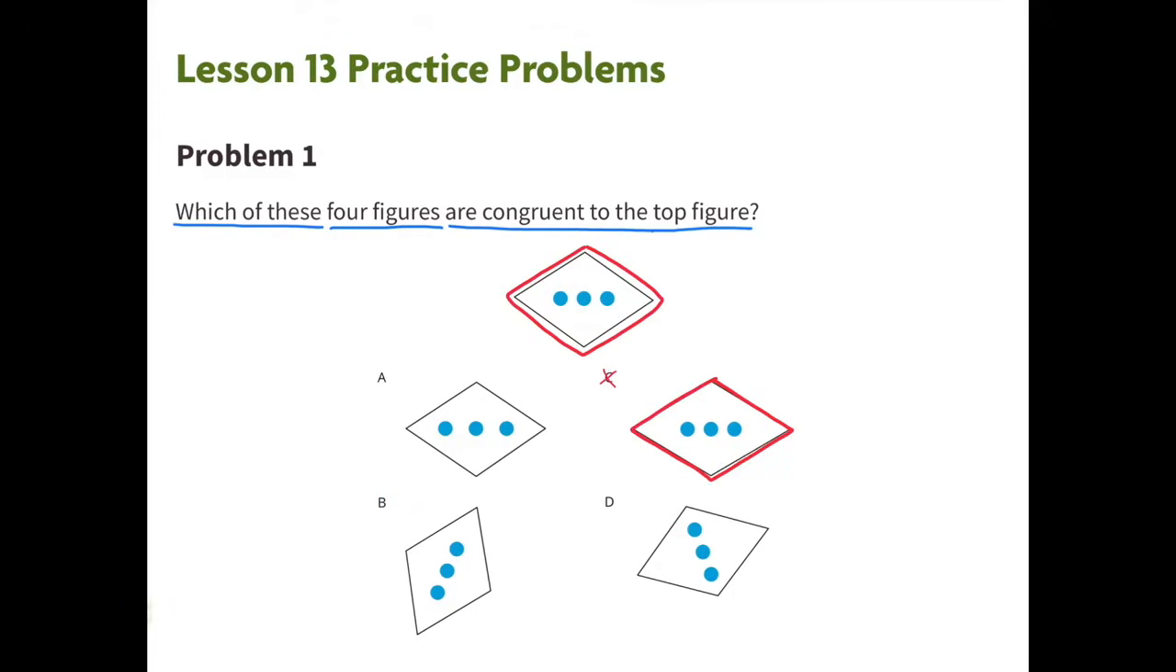Figure C is pretty close, however I think the side lengths might be slightly larger on figure C than they are on the original figure. And figure D is not congruent with the original figure either because the dots on figure D are vertical compared to the dots on the original, which are horizontal.